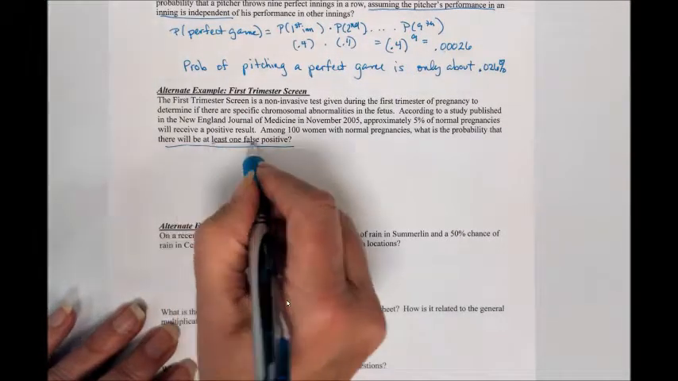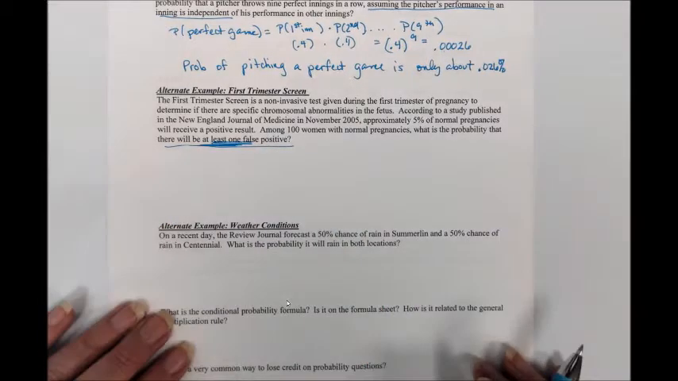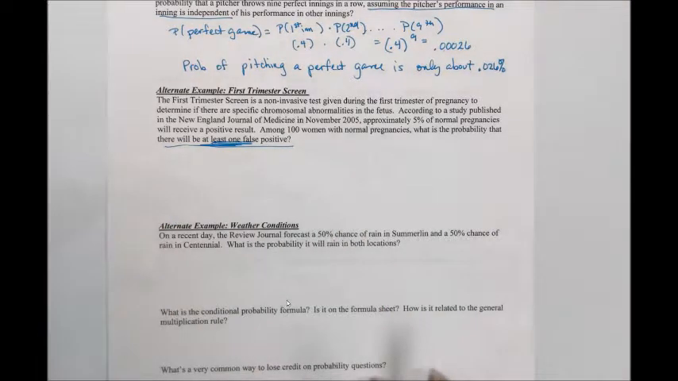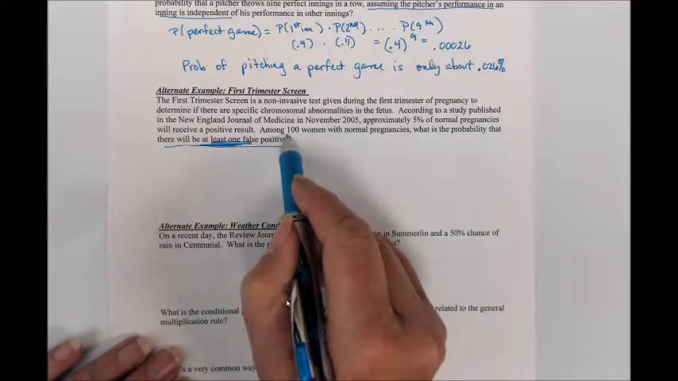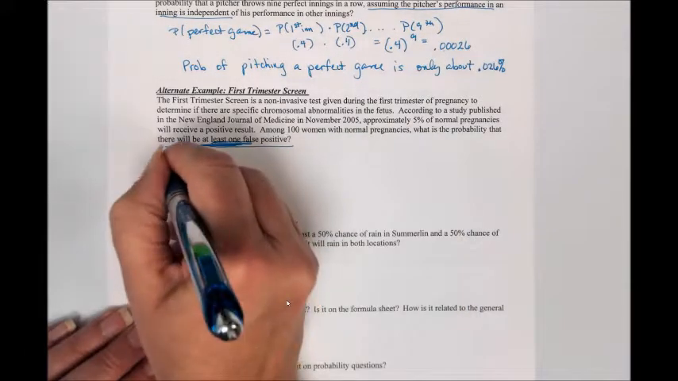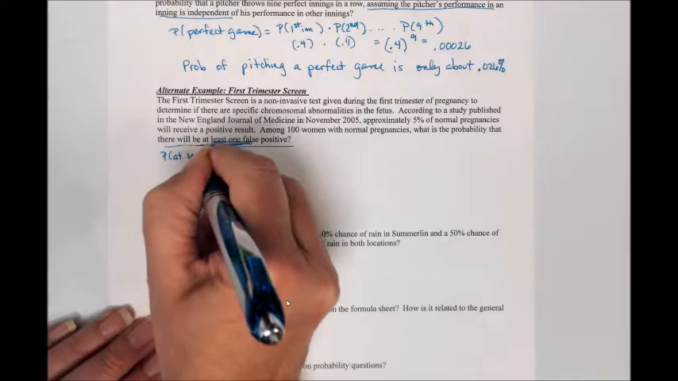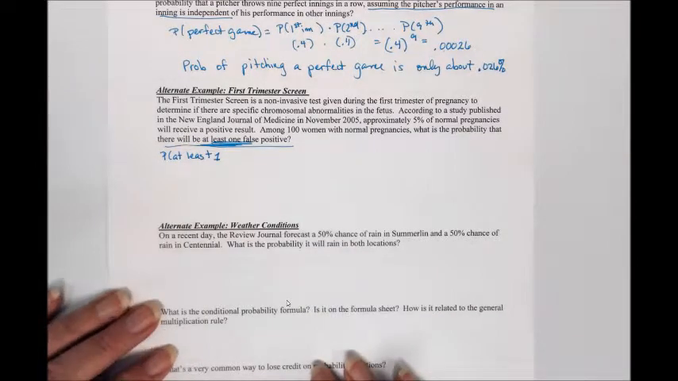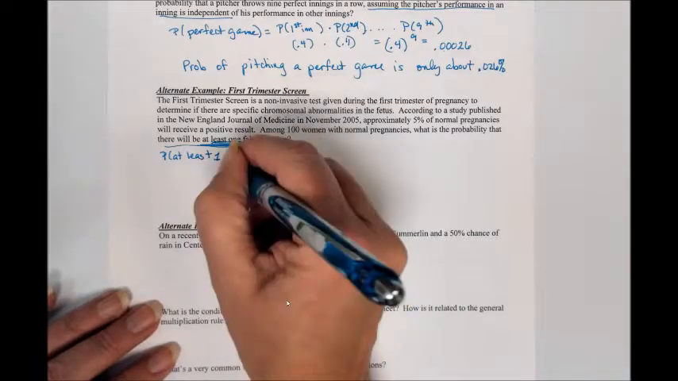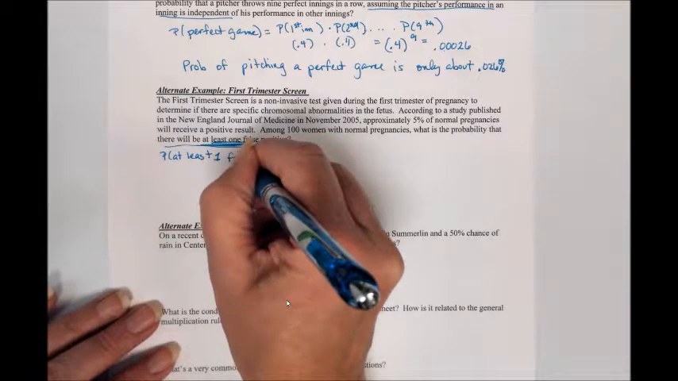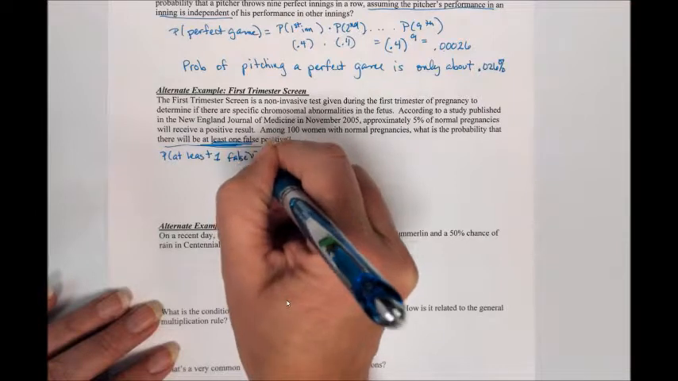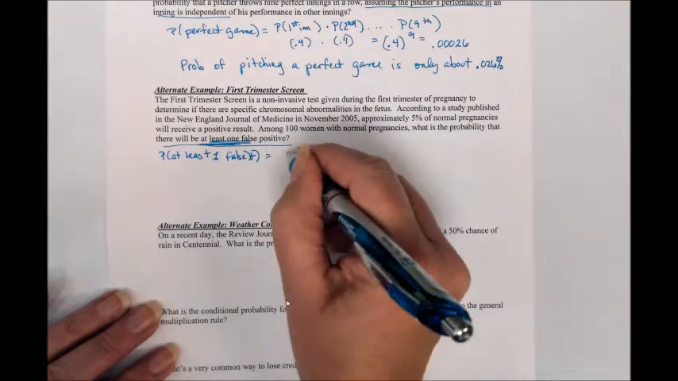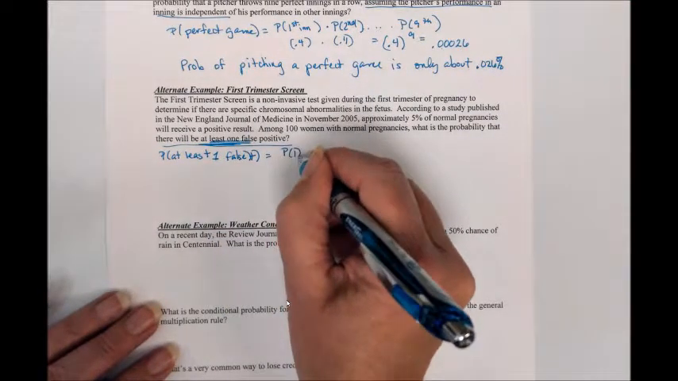Now I talked about the phrase at least one previously, so I'll show you why it's helpful to know it here. We're talking about 100 women. So if I want to know the probability of at least one false positive, I have to find the probability that there is exactly one.